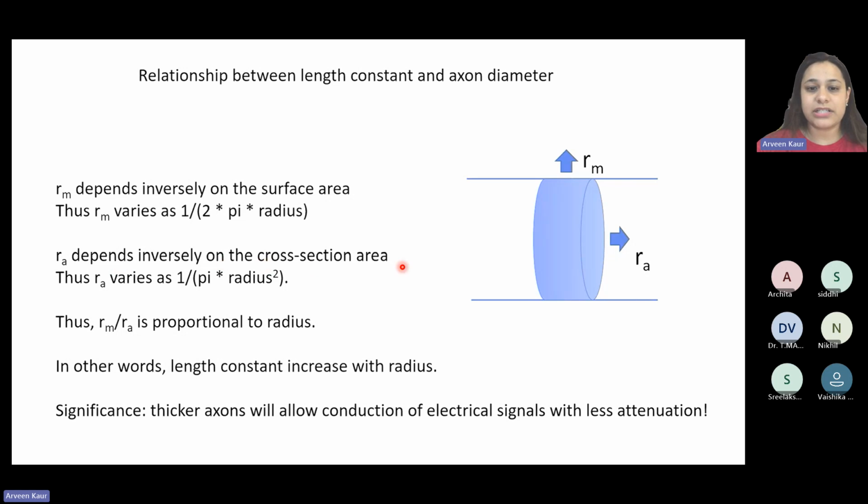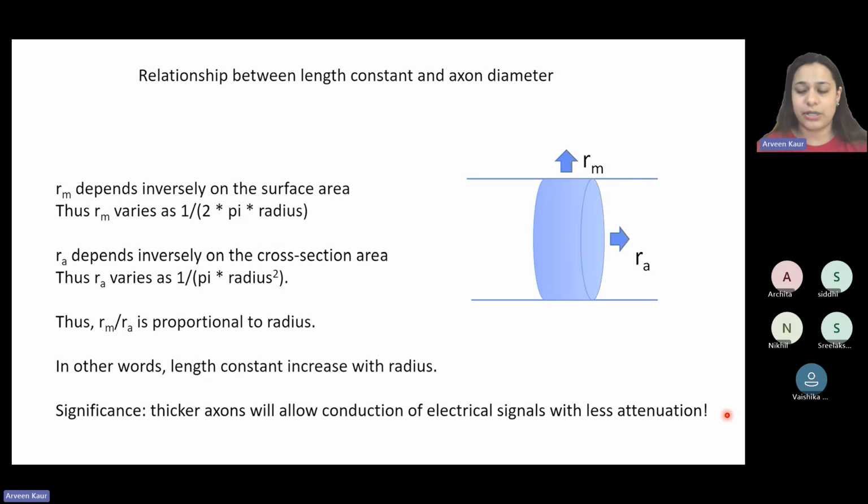Ra will depend inversely on cross-section area. That is, if there is more diameter or more radius, there will be lesser Ra, right? So Ra varies as 1 upon pi r square. So Rm by Ra is proportional to radius. In other words, length constant will increase with radius. So as the radius of this tube increases, the length constant will also increase because axial resistance will go down. Also, this is significant because thicker axons will allow conduction of electrical signals with less attenuation.